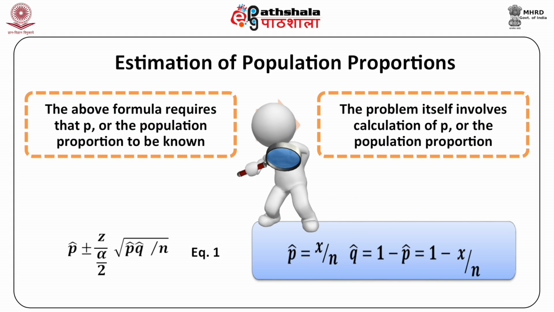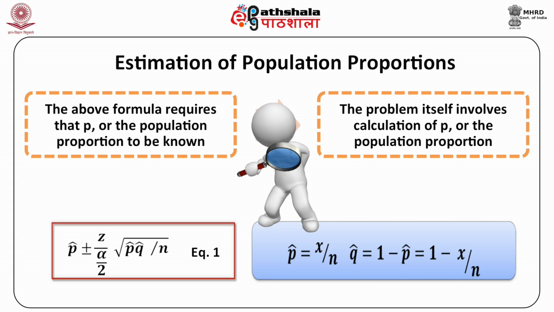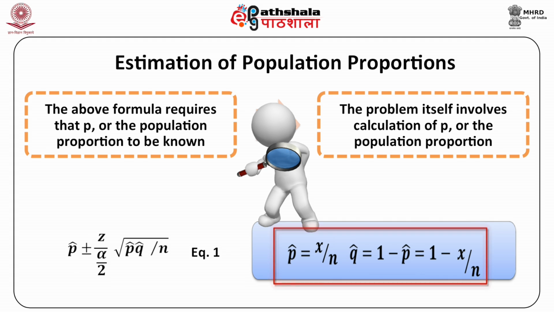The formula requires that P, or the population proportion, to be known. However, the problem itself involves the calculation of P, or the population proportion. Hence, instead of using the unknown P, we use the sample proportion as an estimator for P. Hence, the approximate 100 times (1 minus alpha) percent confidence interval for P is the following: P hat plus or minus Z alpha by 2 times the square root of P hat Q hat divided by n, where P hat is equal to X by n and Q hat is equal to 1 minus P hat, which is equal to 1 minus X by n, which is equation 1.